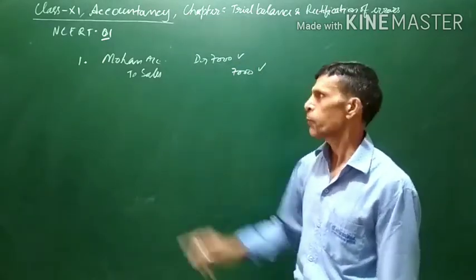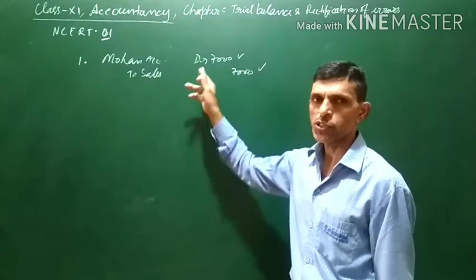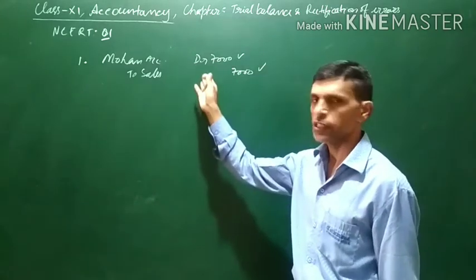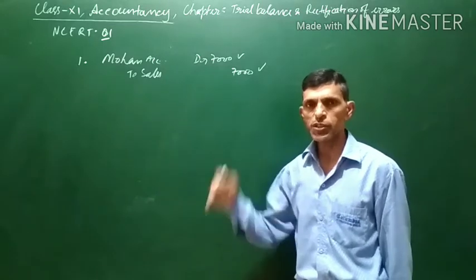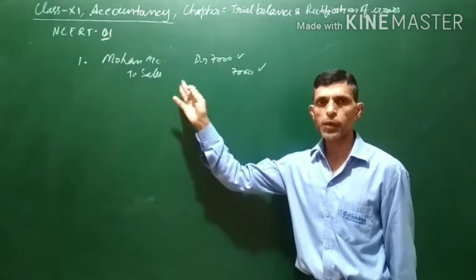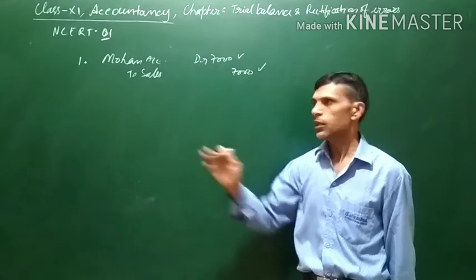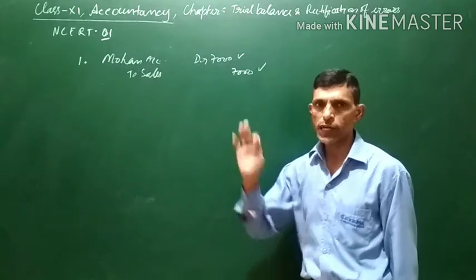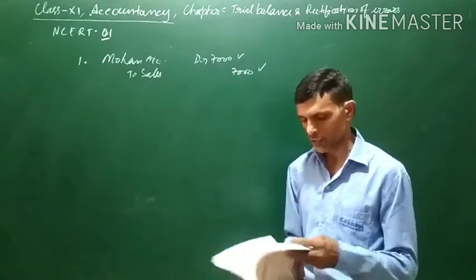In the very first question, the first part is goods sold to Mohan of rupees 7,000 and it was not recorded. So in order to record it, we have to pass the journal entry, and if we pass it, it will be considered that it has been recorded. The journal entry was not passed, meaning it was not recorded, so we write the journal entry in the books of account, and it will be considered recorded.